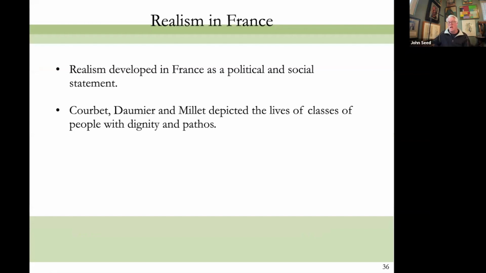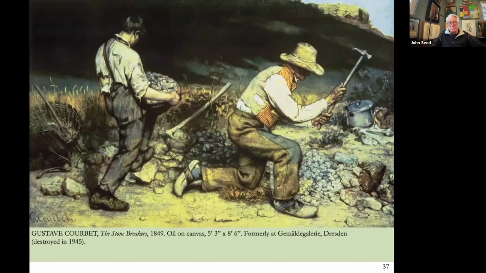In France, a new current appears in the middle of the 19th century. It's called realism, and it's very, very diverse. But let's look at some realist painting and show you how, in a way, it refuted both neoclassicism and romanticism. It was something new entirely. It was a political and social statement. And among the artists who used it best, we think of Courbet, Daumier, and Millet. In particular, they gave us the lives of people of a class that had not yet been depicted, the growing middle class and the peasant class.